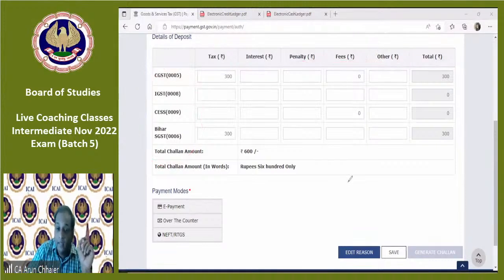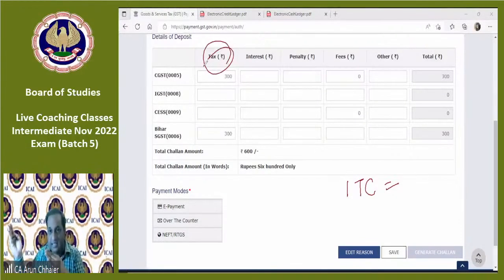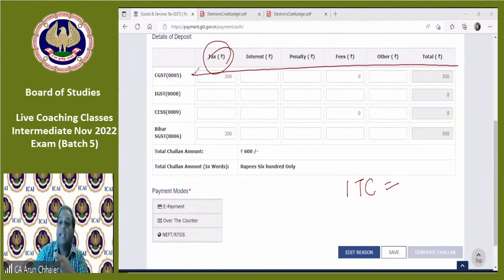It means ITC, input tax credit, can only be used for the payment of tax liability, according to whatever we have discussed in the ITC chapter. But the electronic cash ledger can be used for any payment, whether tax, interest, penalty, fees or others. Whatever liability you have, you can use the cash ledger.